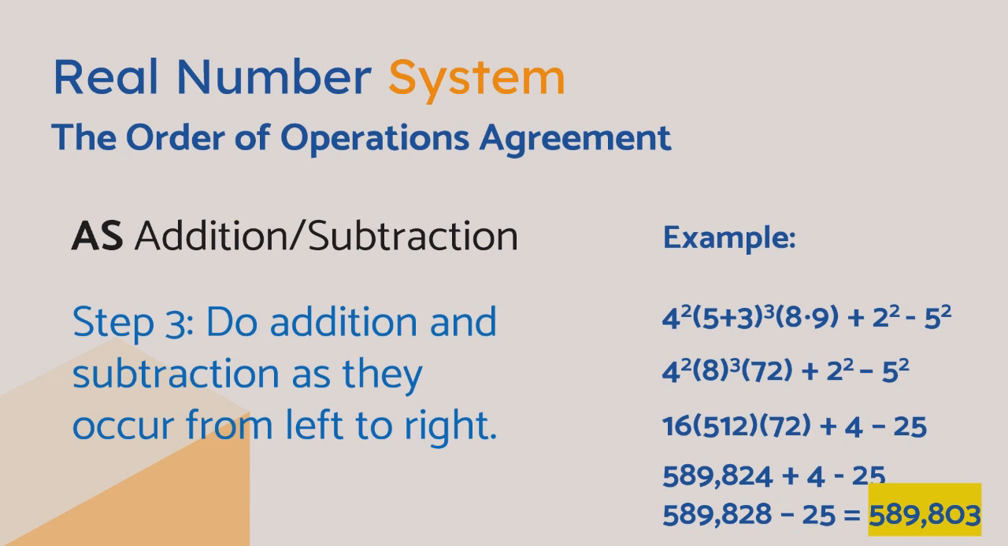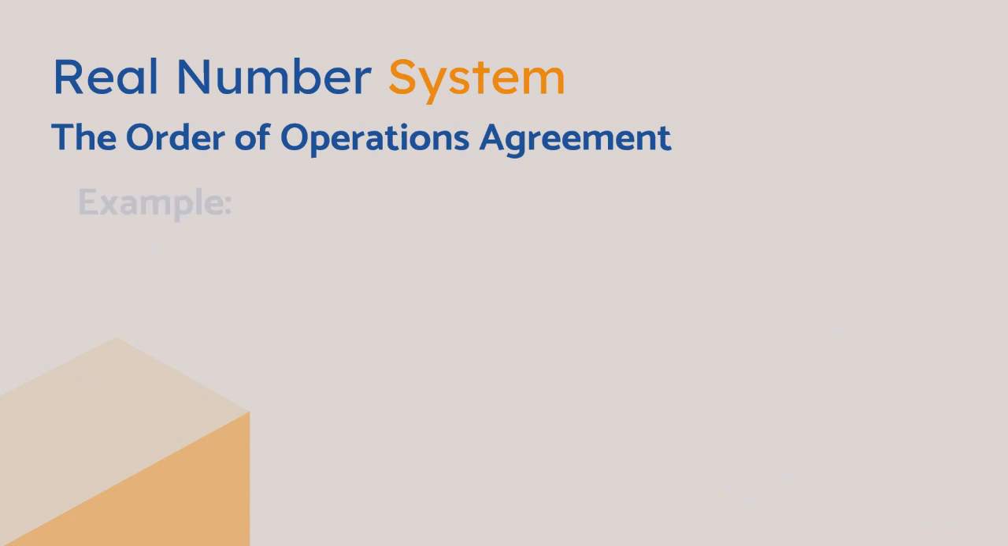589,803. If you followed through the calculation and you have the same exact answer, then you did it correctly. If not, go back, rewind, and review and check whether you got the steps correctly. Check which step you did incorrectly and learn from it. Let's have another example here.